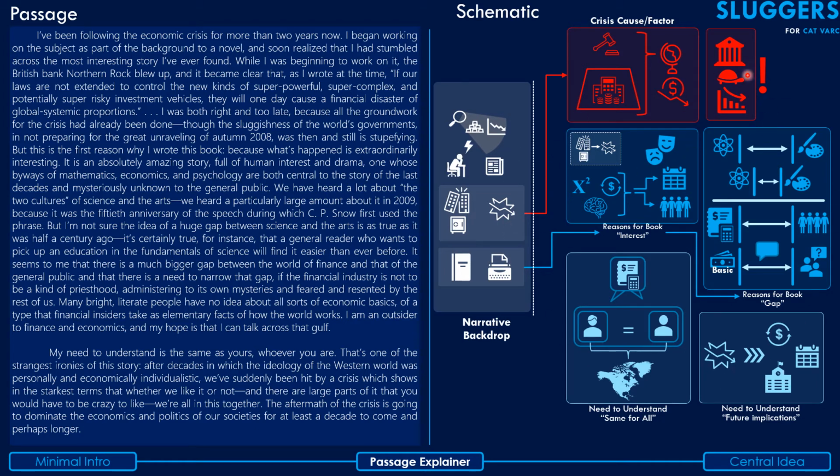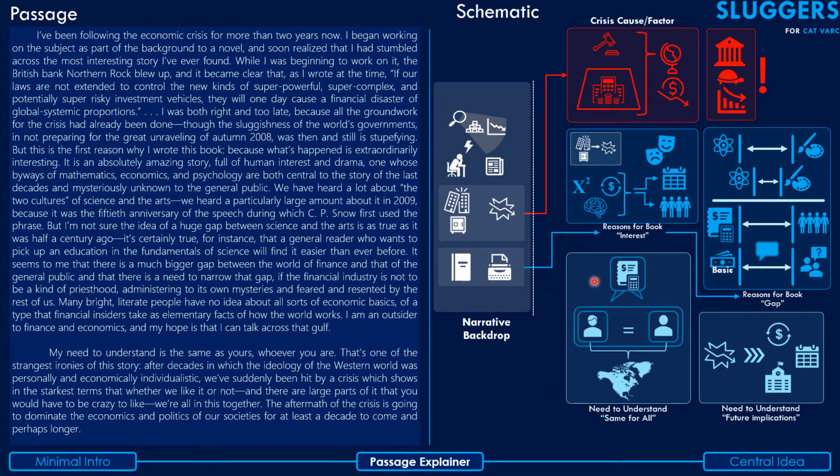On the other hand, on this side, as you see, the core argument of the author is covered by these four ideas. Right here, this is where he mentions why knowing about the economic crisis is useful, because it's a very interesting story. It involves byways of mathematics, economics, and psychology, etc. And then, in the second idea, he talks about how the gap between the general populace and the world of finance is quite wide, even wider than the gap that used to be between the sciences and the arts, right? And hence this gap needs to be bridged. He says that he will endeavor to talk across this gulf.